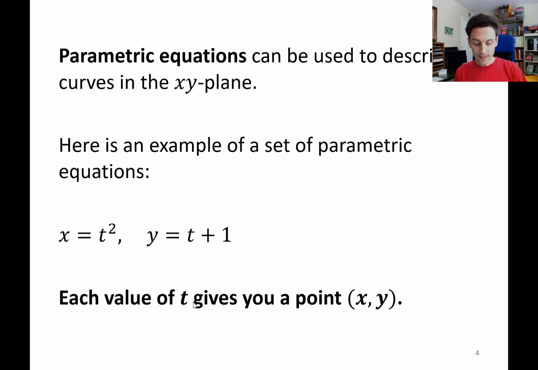Each value of t, when you plug it into the set of parametric equations, gives you an x and a y coordinate. The first equation gives you the x coordinate, and the second equation gives you the y coordinate. So let's take this set of parametric equations and plot a few points.